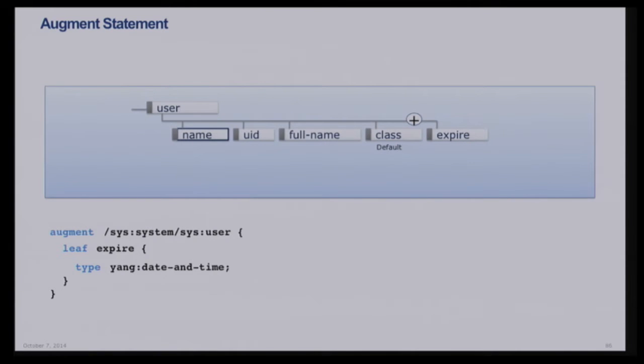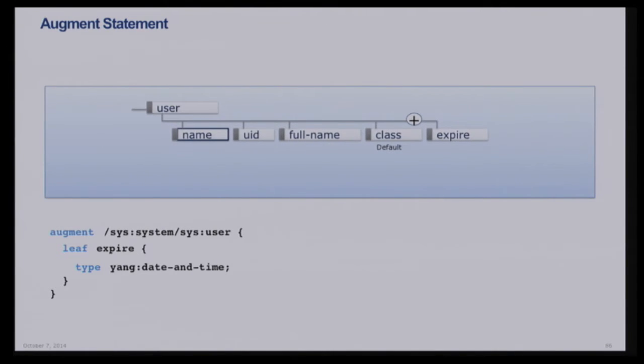Augmentation. I mentioned that extensions are really important, especially to the vendor base, right? We want to be able to let people express what they do better around some basic features. So the way you use augment in this case, in the augment statement, you point out where in the data tree you want to graft on a new data tree. In this case, under system user, we will put a new leaf called expire. That has a date and time type to it.